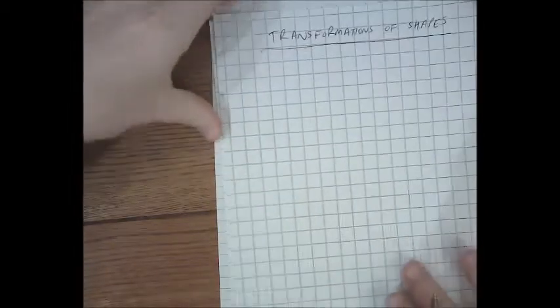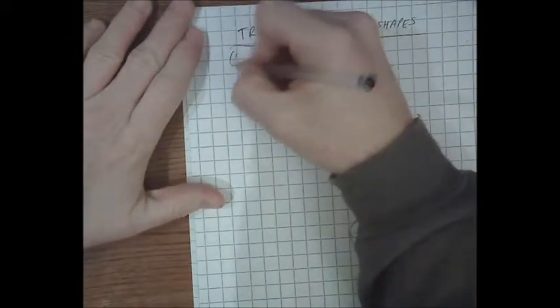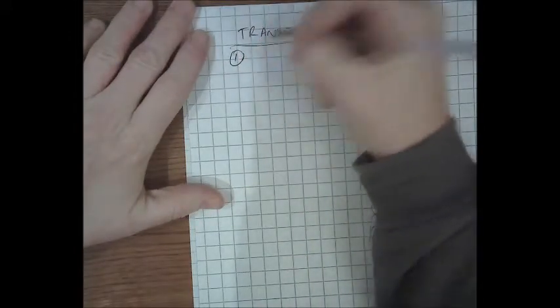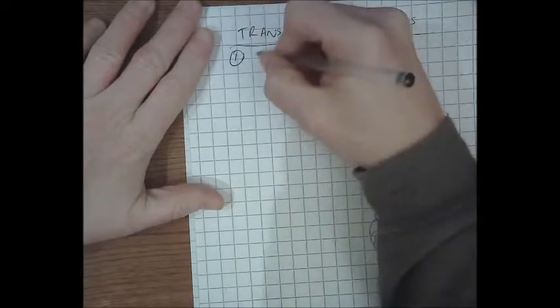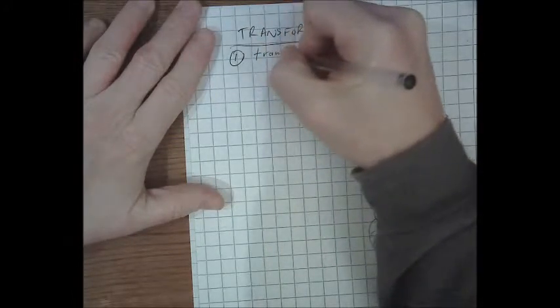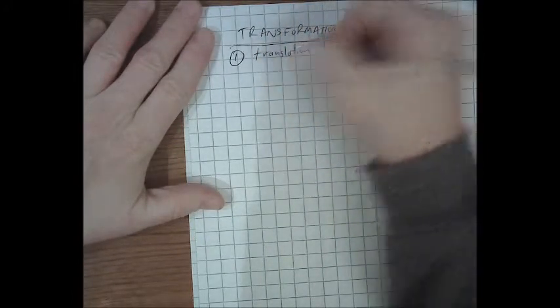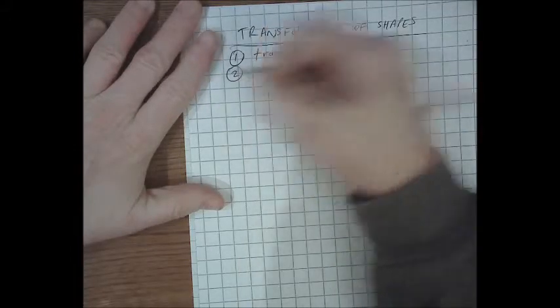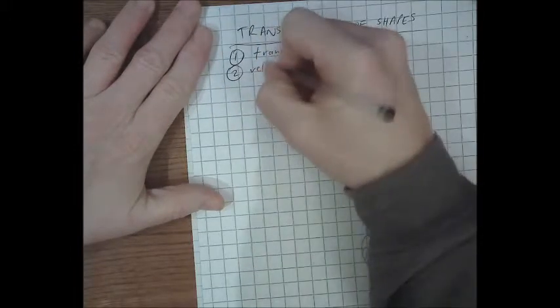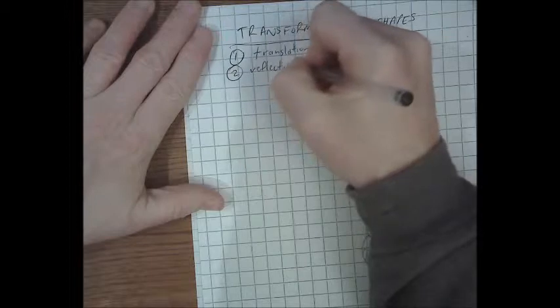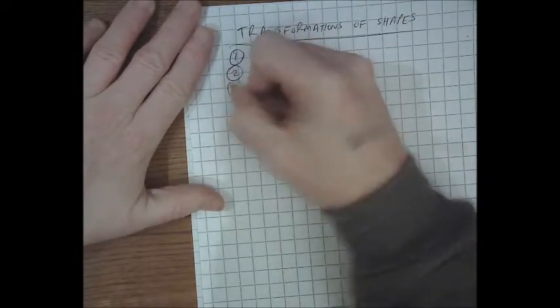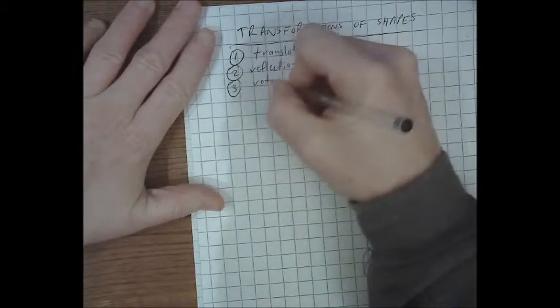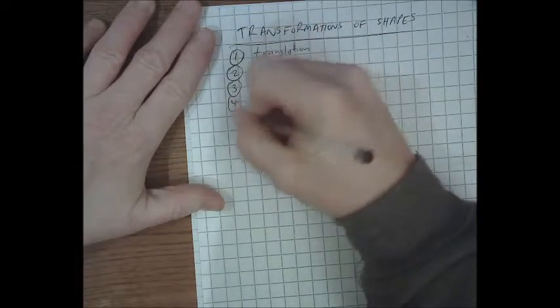Okay, this video is about 4 transformations of shapes that you need to know. We'll do them in the order of their ease. Easiest is probably translation. Then we'll do reflection. Then we'll do rotation. And then finally we'll do enlargement.